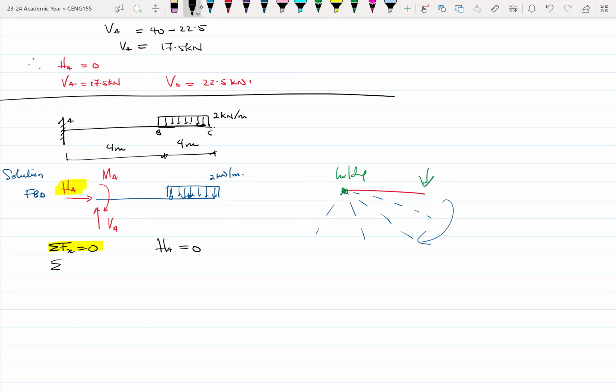Now, when we sum the vertical forces to be equal to 0, there are only two of them. There's the VA, which is vertical, and we have the UDL, which is also a vertical load. The VA is acting upwards, and the vertical load is acting downwards. You only have one support in this case, the support at A, which is a fixed support.